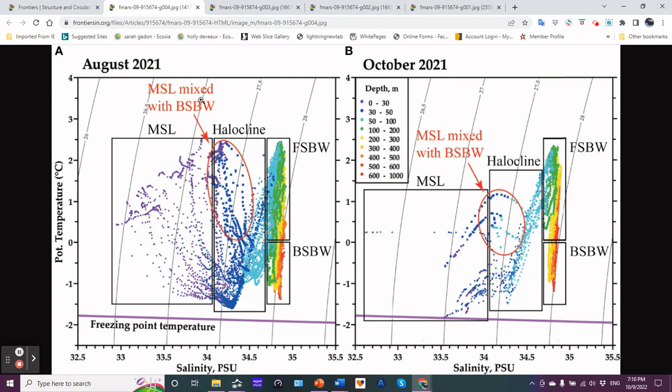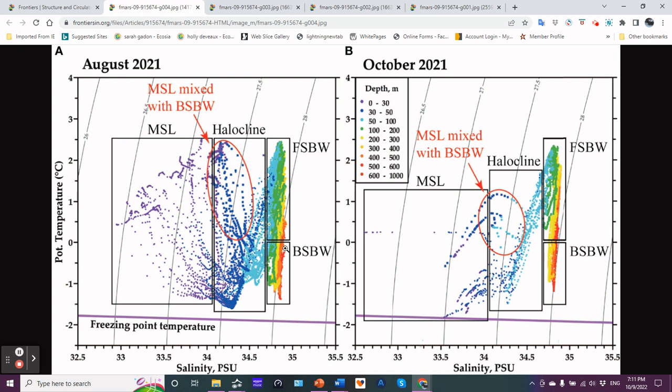Okay, but now the mixed surface layer mixed with the Barents Sea branch water, and it's right here in this red oval, and you can see it right here. There's your mixing, and this is within the halocline. We can see it right here. Boom, bang. See this? Looks like a check mark. Bang. There's your halocline. Right there.